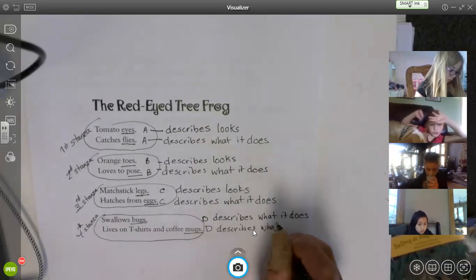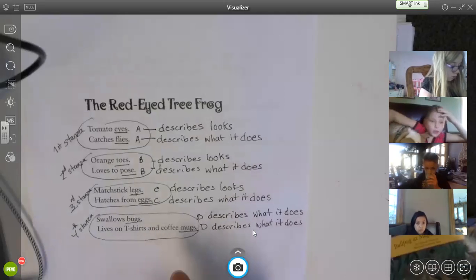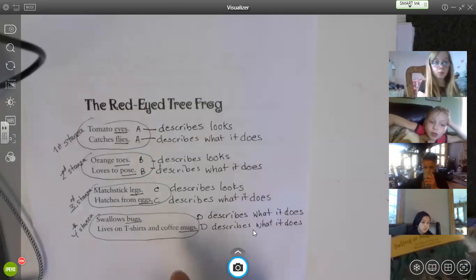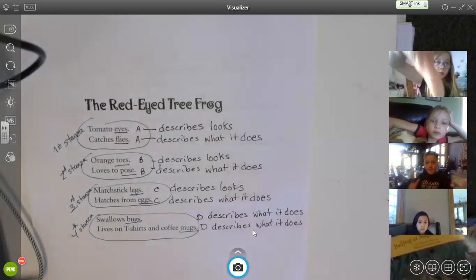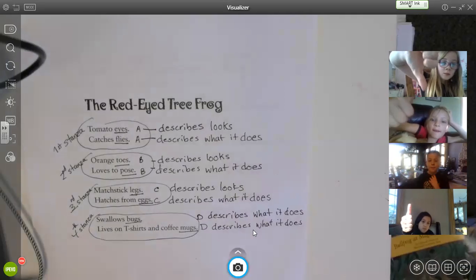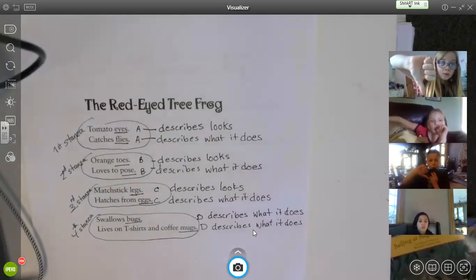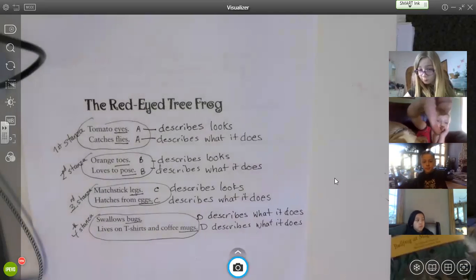But I want to ask you guys something. Does a red-eyed tree frog live on a t-shirt or a mug? Give me a thumbs up if you think yes. Give me a thumbs down if you think no. Okay, your thumb should be down. These red-eyed tree frogs don't actually live on a mug or a t-shirt. They live in the rainforest, right?